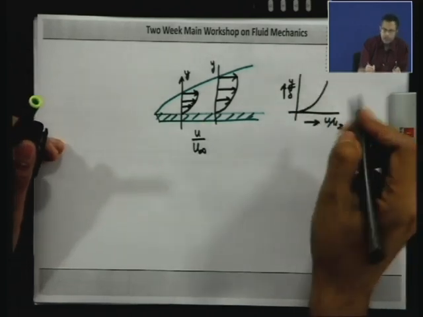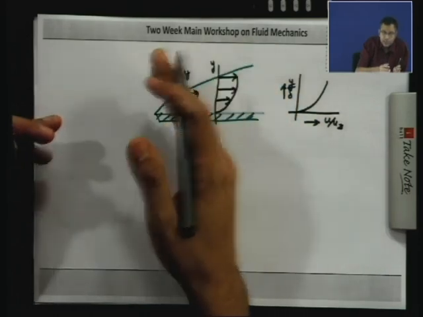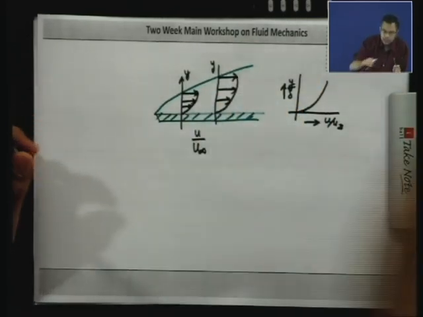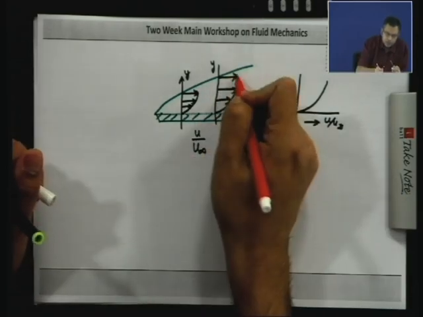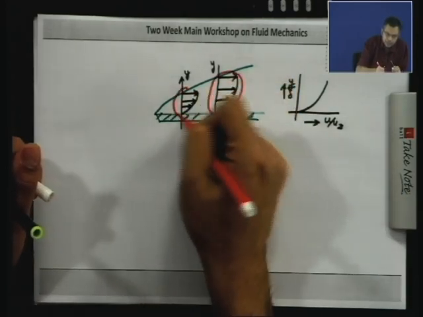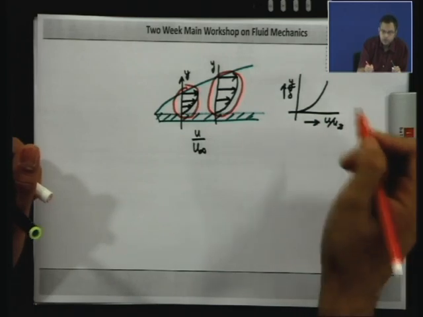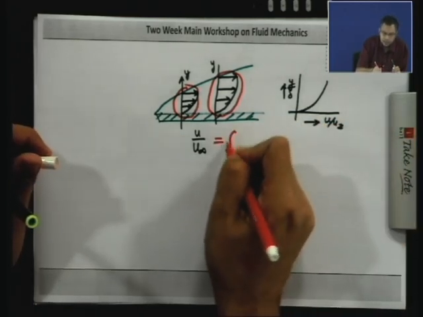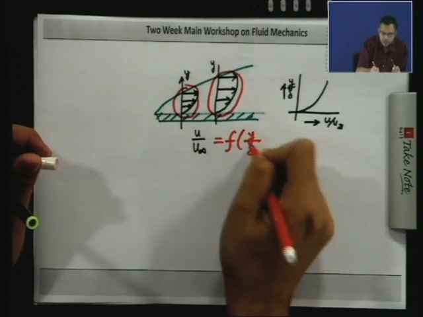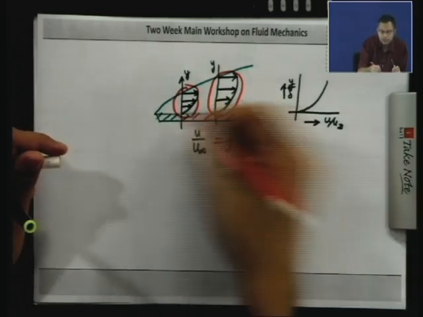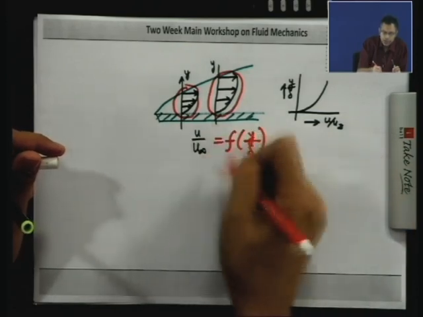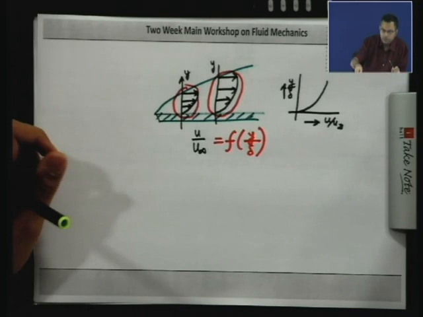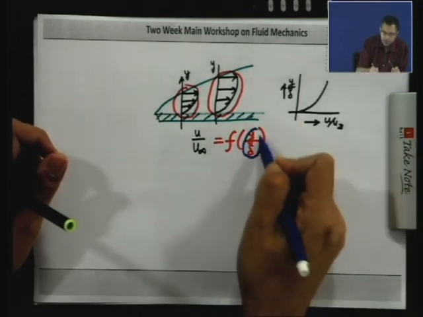So all these velocity profiles are self similar. For example, this velocity profile is just a stretched version of this velocity profile. So you can write u by u infinity as a single function of y by delta. U as a function of y is different for different x, but u by u infinity as a function of y by delta is unique. This function of y by delta we call eta.